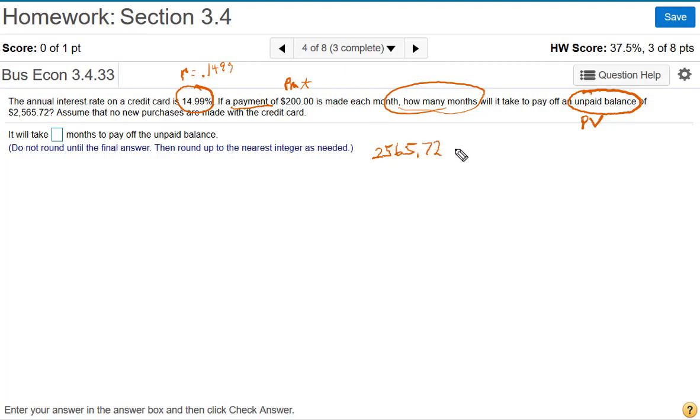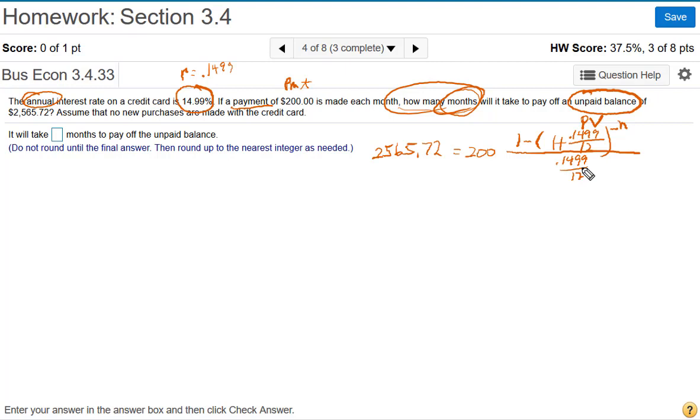2565.72 equals, now this is going to be PMT, 200 times 1 minus 1 plus R, 0.1499 divided by M. Now this is paid monthly, so our credit card is compounded monthly. The annual interest rate, they're calling it, 14.99, needs to be divided into 12 months. Now here we can just use the negative N, and that will come out to be number of months. And so this is what our formula would look like.